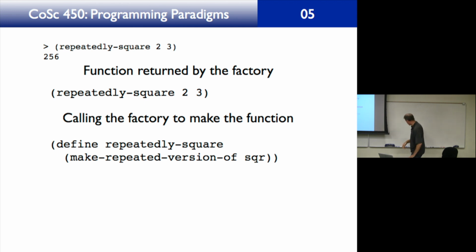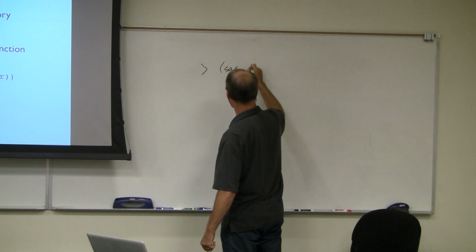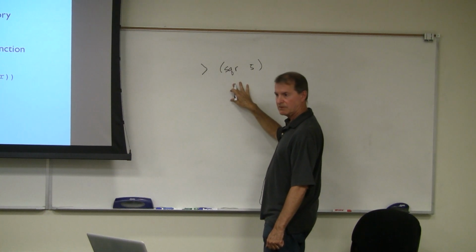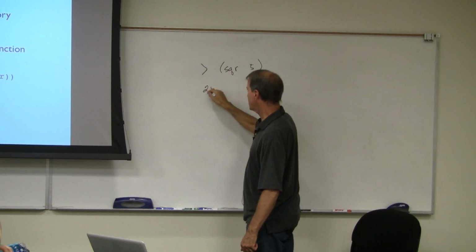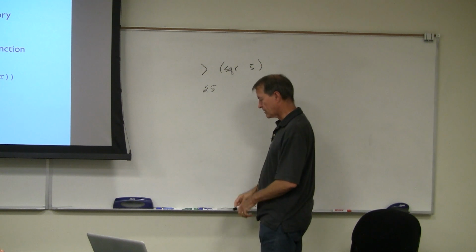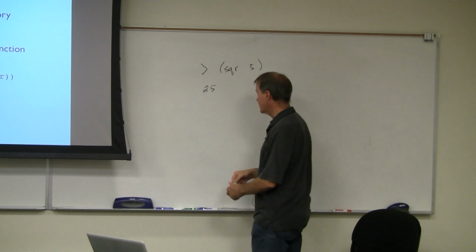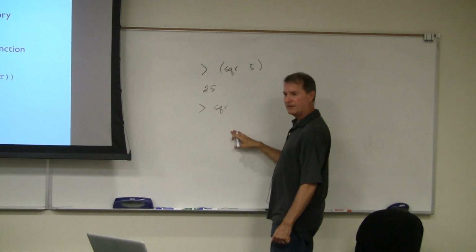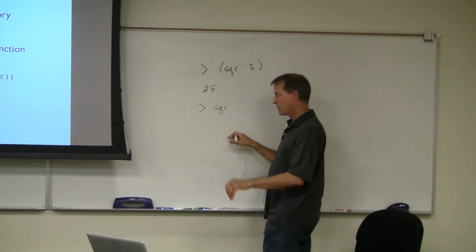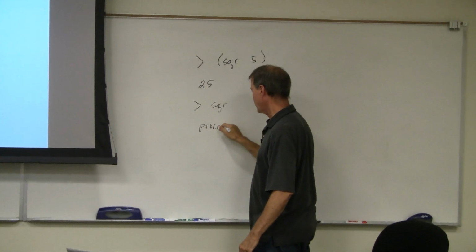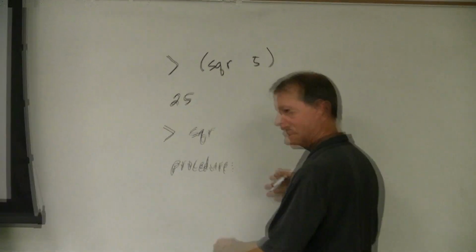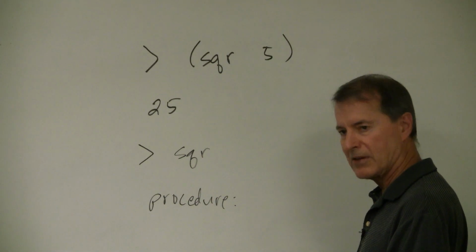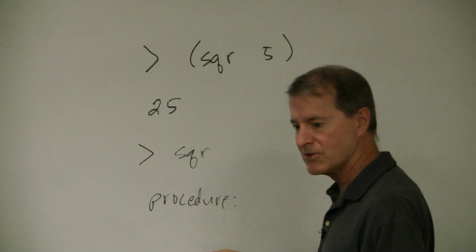And everybody knows what square does, right? I don't think I'll take the time to demo it. We'll demo it on the board here. Okay, so if you do, parentheses, SQR 5, this is a built-in, right? What will it give you? 25, right? So what is SQR? If we did SQR, what would come out here? Procedure. Yeah, it would come out as a procedure, something like colon, some name or something like that, right? Some information about it, but it would identify it as a built-in procedure, right?